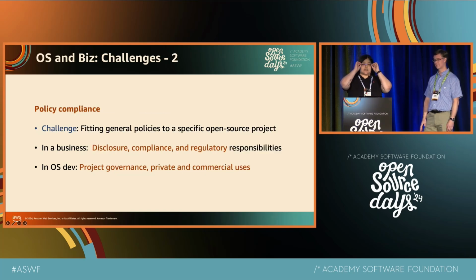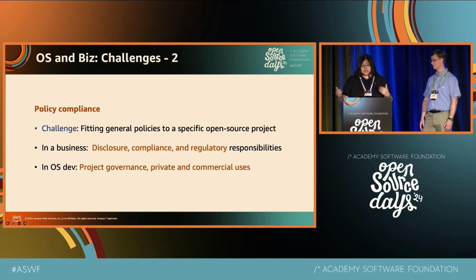Another one here is policy compliance. And so being part of a business, we have a lot of rules to structure our responsibilities and how we interact with external folks, including things like information disclosure and compliance for regulatory responsibilities that we have as part of doing business. Whereas in open source development, a lot of times we need to resolve those into the practicalities of project governance and private commercial use cases, and really how do we make good decisions together while collaborating in a more loose fashion.